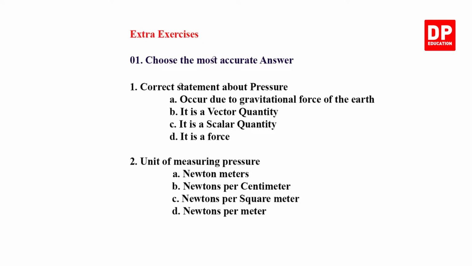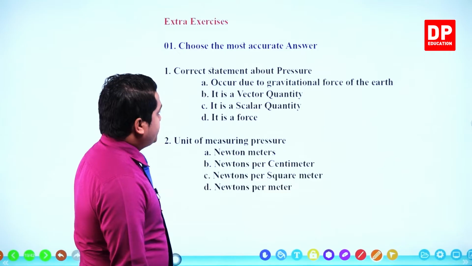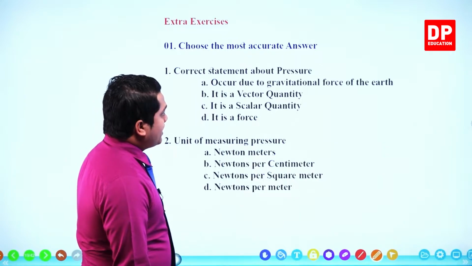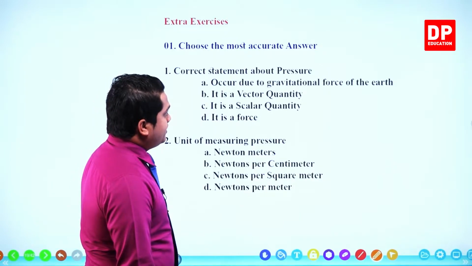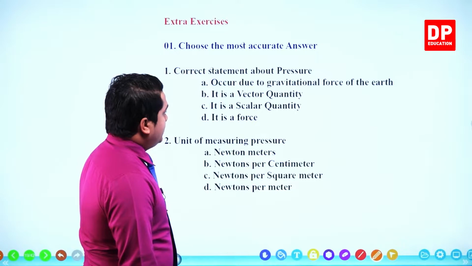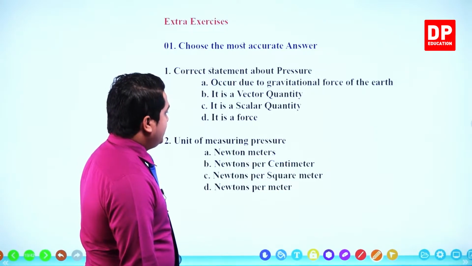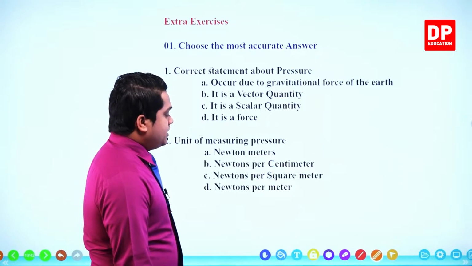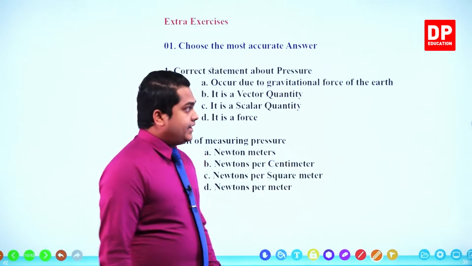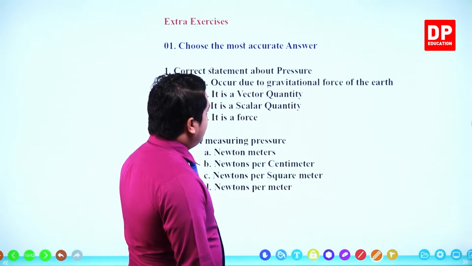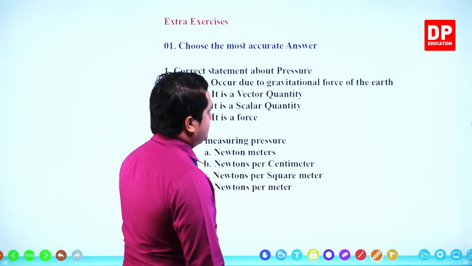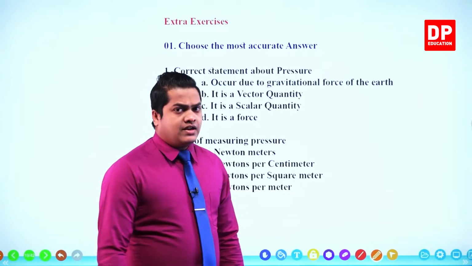Number 1. Correct statement about pressure. Occur due to gravitational force of the earth. It is a vector quantity. It is a scalar quantity. It is a force. Now, first one, it is mentioned, occur due to gravitational force of the earth. It's actually not relevant, right?